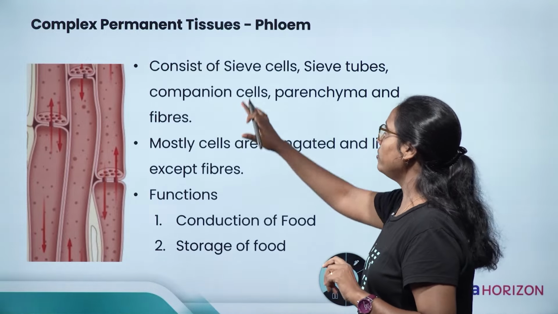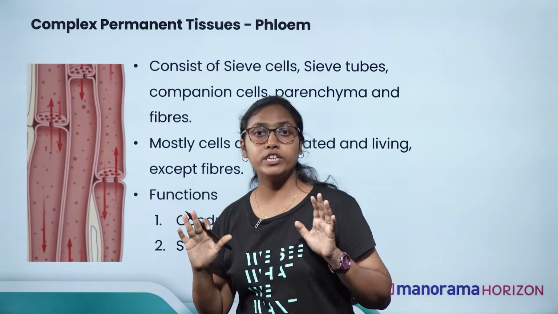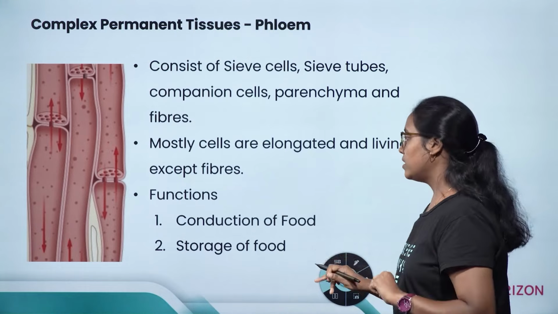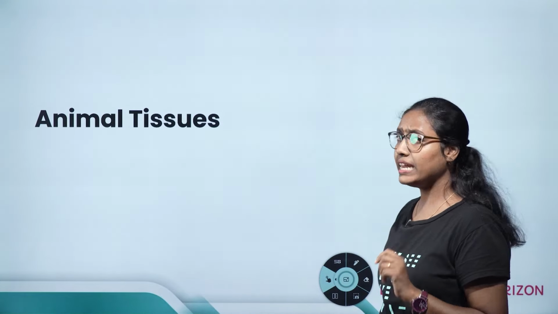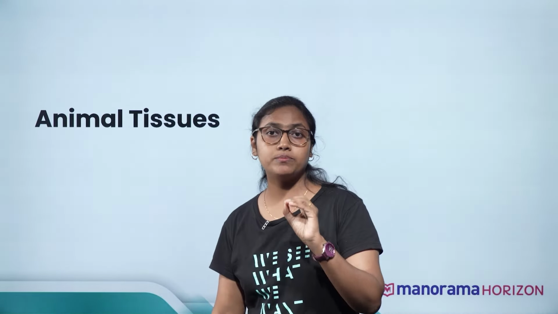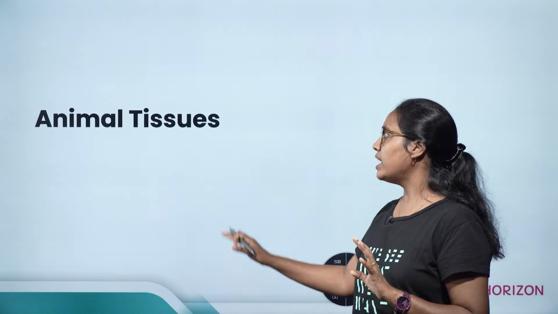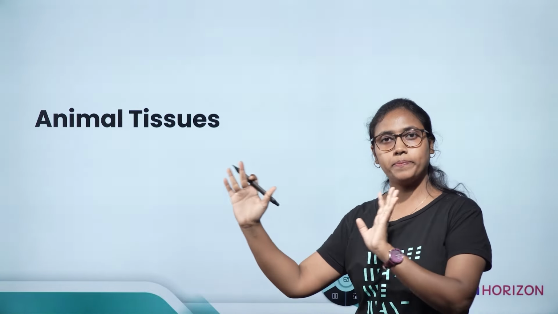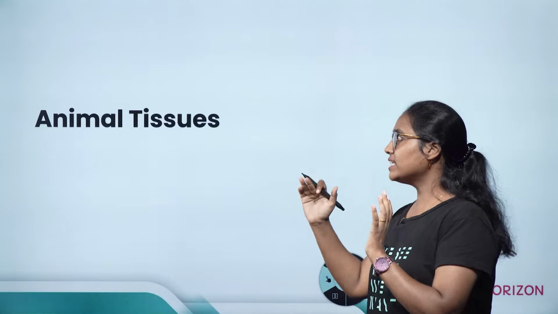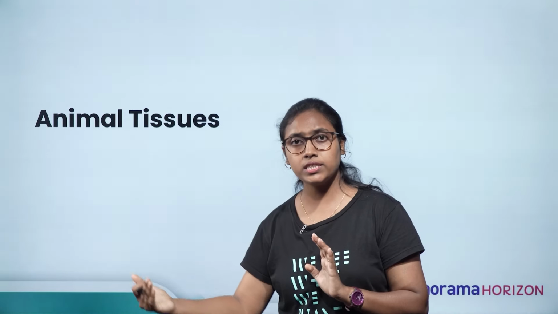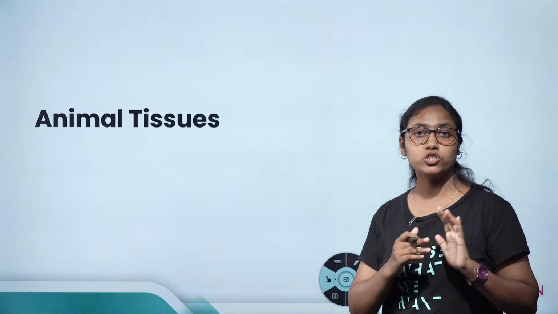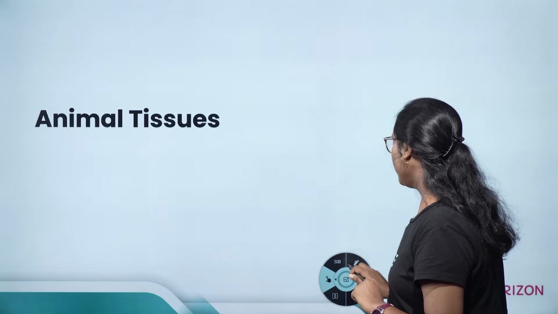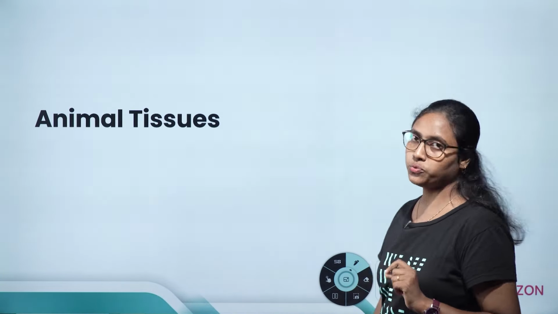So, this was about the different types of tissues in plants. Now, let's see the different types of tissues in animals. As there are different types of tissues in plants, similarly, there are different types of tissues in animals. Now, let's see what they are.